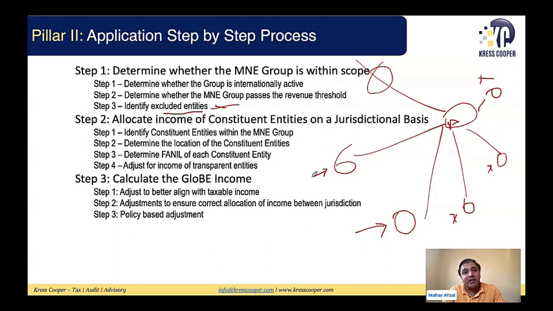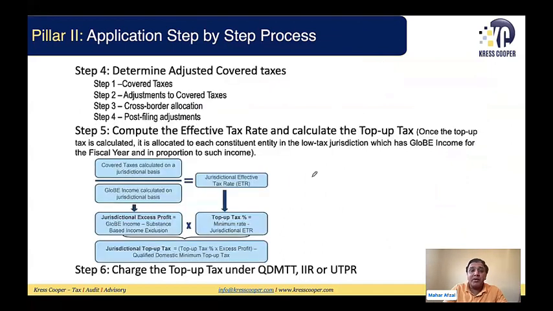First of all, determine whether the MNE group is within the scope. This is the first. Second, allocate the income. Assess the income of the respective entity and overall income. Then calculate the global income. Calculate the income of each entity. Then calculate the tax of each entity. Determine the adjusted covered tax. Then calculate the tax of each entity.